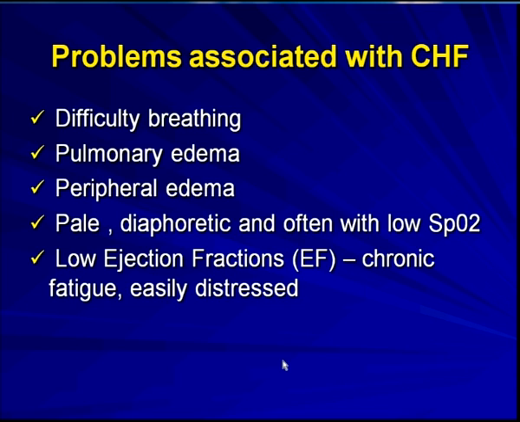And this is basically the typical patient population that we see almost on a day-by-day basis. We get dispatched for your difficulty breathing, your shortness of breath. We get there, the patients are in pulmonary edema. They have peripheral edema. They're pale, they're diaphoretic. They're often with low O2 saturations, even with home O2. And these patients tend to have your low ejection fractions, which is obviously the amount of blood flow that's ejected out of the left ventricle for your overall body perfusion.